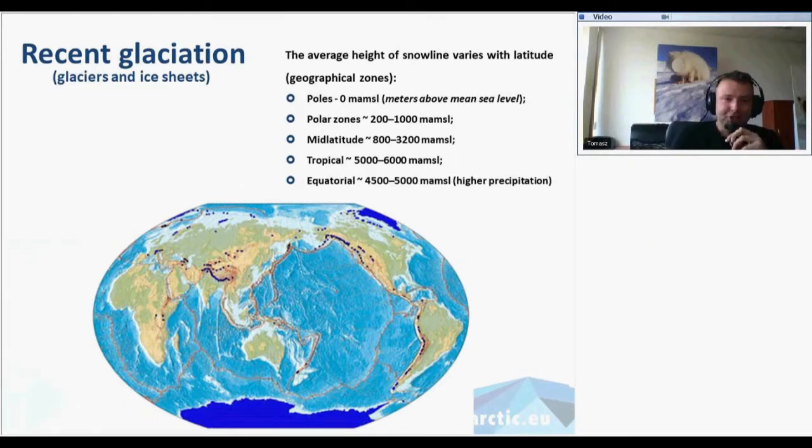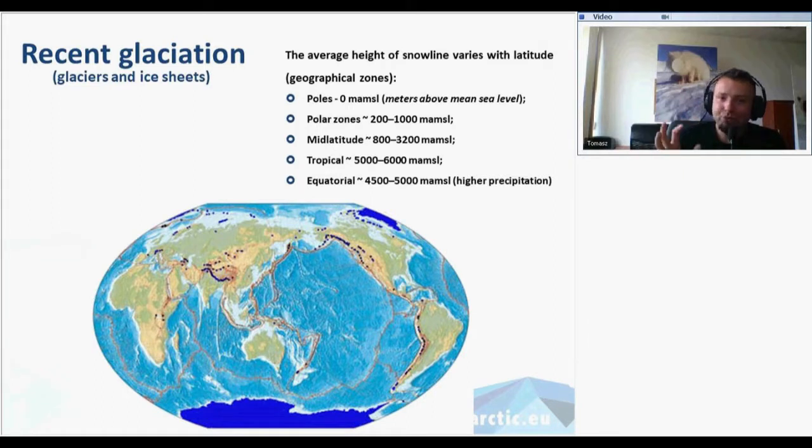Recent glaciation looks like what's presented on this map. So there are two huge ice sheets, the Antarctic and Greenland ice sheets. And there are also mountain glaciers on each continent, except Australia, but there are glaciers in, for example, nearby New Zealand.